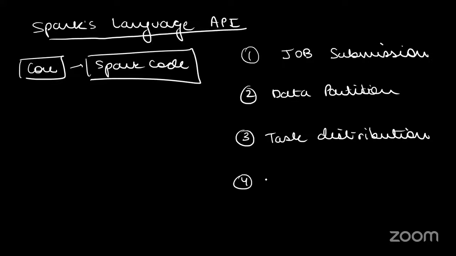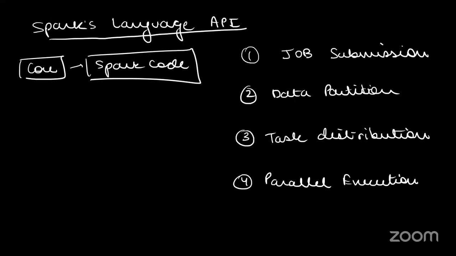Then parallel execution will start. The executors will now run tasks in parallel, applying all the transformations provided with the code. One executor will process, let's say, row number 1 to 5,000. The other one will process row number 5,001 to 10,000. Then another executor will process 10,001 to 15,000.